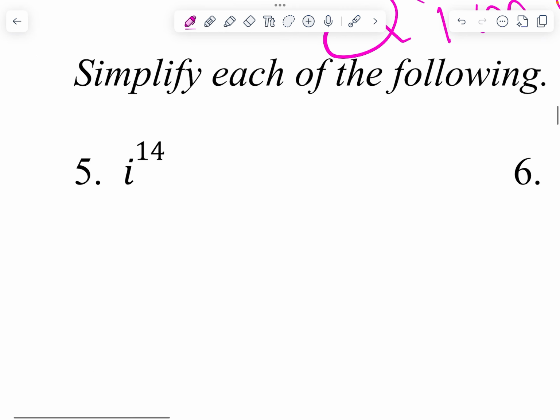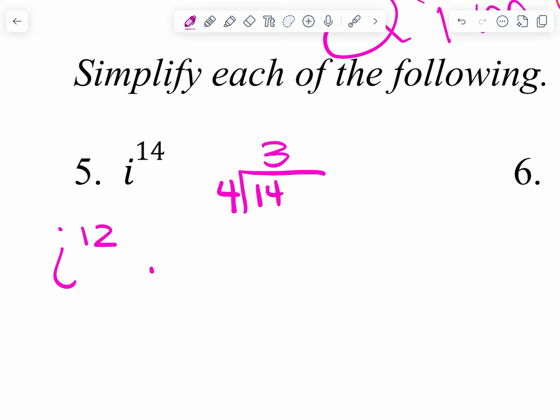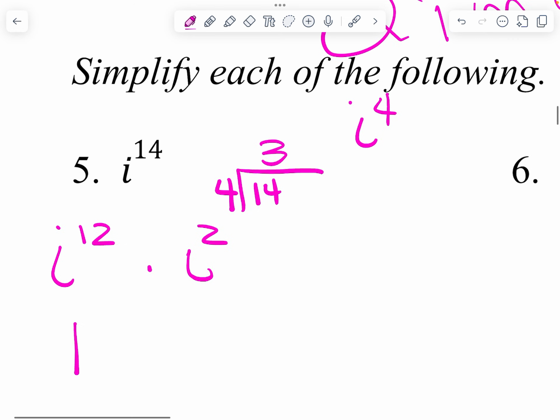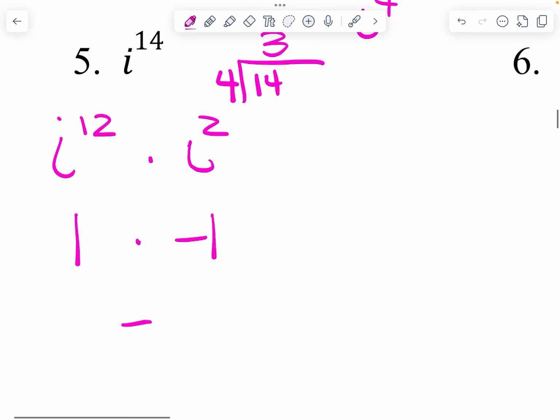This one. Okay, so if I was to do 14 divided by 4, that would go in, what, 3 times? So I have i to the 12th times i squared. Remember, i to the 4th and the multiples of 4 are going to be 1. This would be negative 1, so my answer is negative 1.